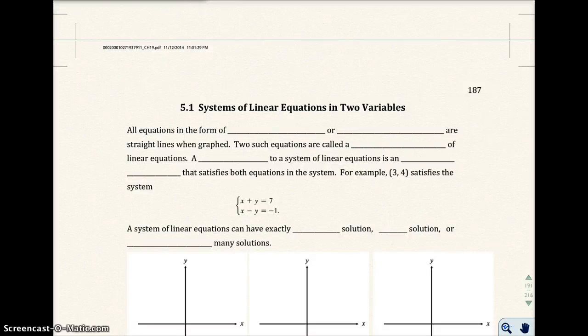Section 5.1, and we're going to talk today about systems of linear equations in two variables. All equations in the form of ax plus by equals c, or y equals mx plus b are straight lines when graphed. Two such equations are called a system of linear equations.